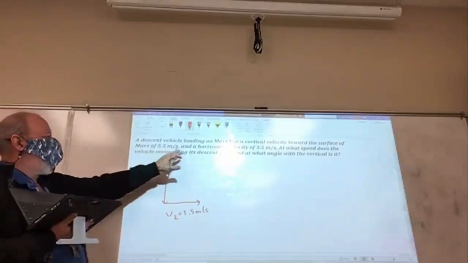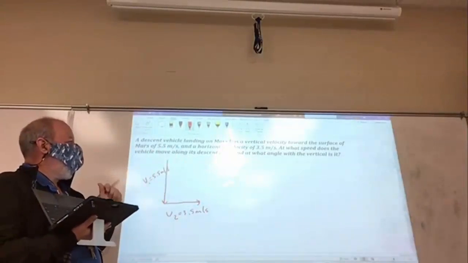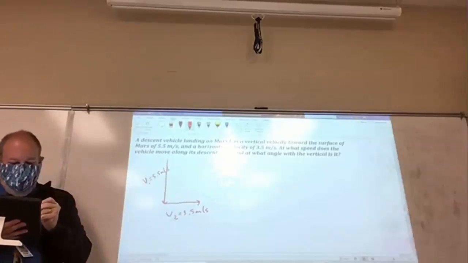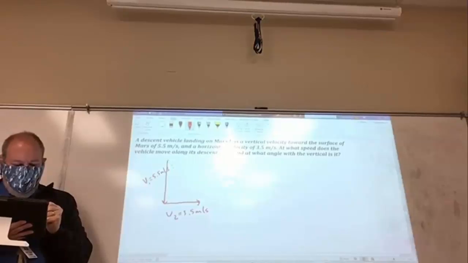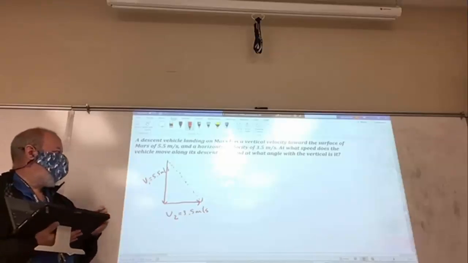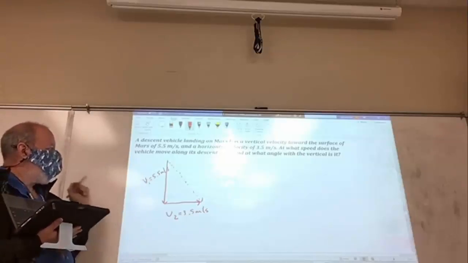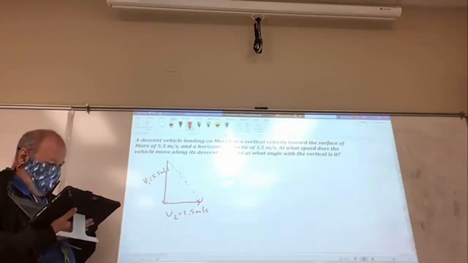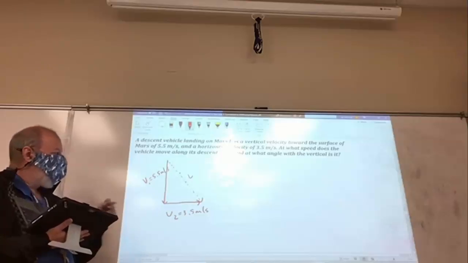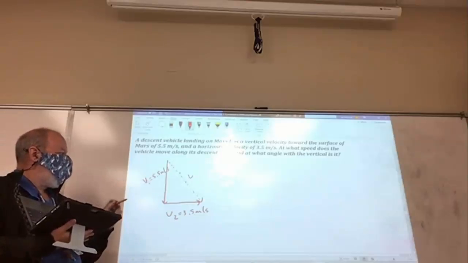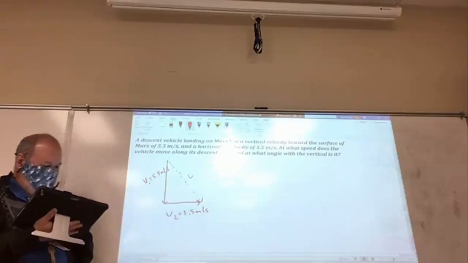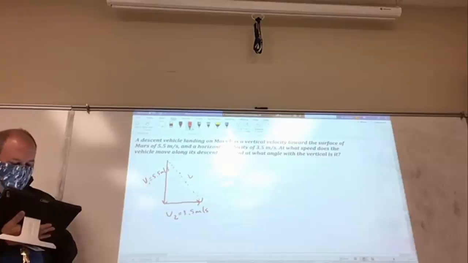So, at what speed does the vehicle move along its descent path, and at what angle from the vertical is it? My result is always going to be from the beginning of that path to the end of that path, and I know how to find that. We're going to label this V. In order to find V, now I can create a formula. Since this is a two-dimensional thing, I've got a right triangle, and I'm going to solve this using the Pythagorean Theorem.